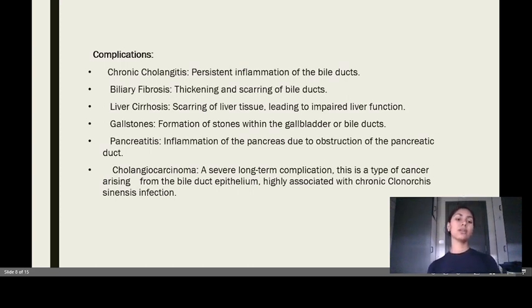Complications include chronic cholangitis, that's inflammation of the bile ducts. Then biliary fibrosis, thickening and scarring of the bile ducts. Then liver cirrhosis, scarring of the liver tissue leading to impaired liver function. Then gallstones, the formation of stones within the gallbladder or bile ducts. Then pancreatitis, inflammation of the pancreas due to obstruction of the pancreatic duct. Then cholangiocarcinoma, a severe long-term complication, a type of cancer arising from the bile duct epithelium, due to the long-term effect.